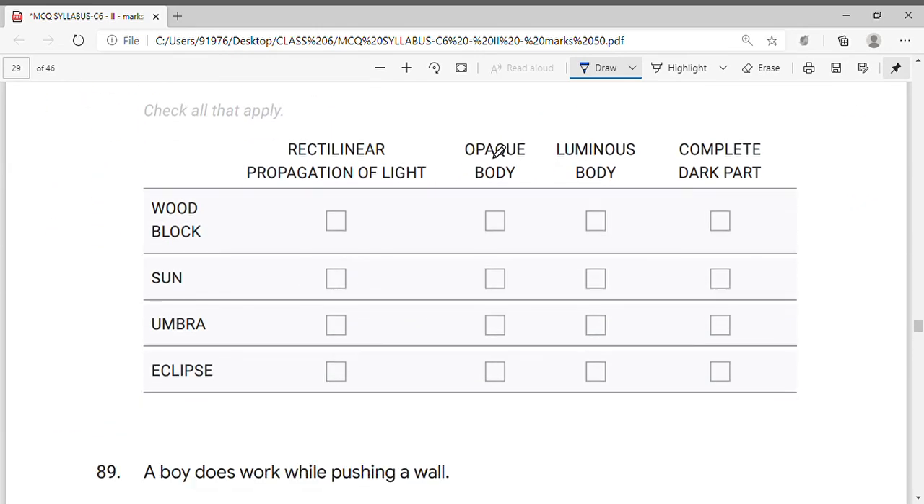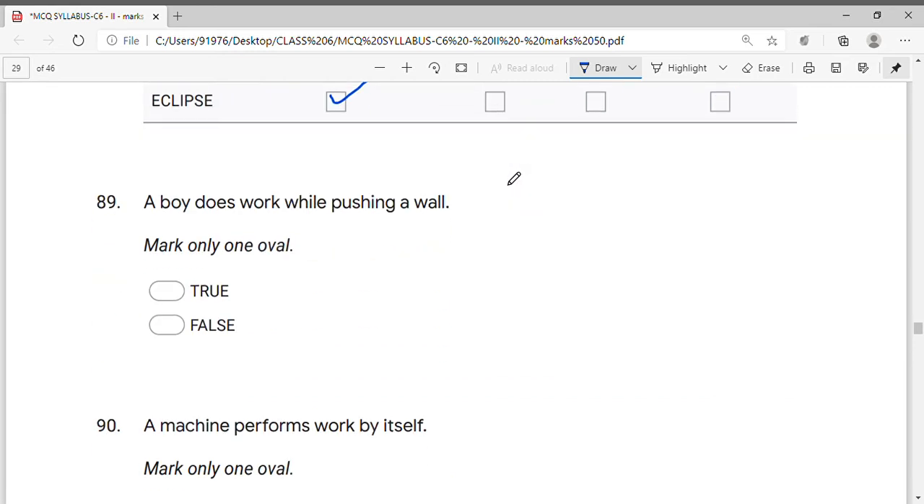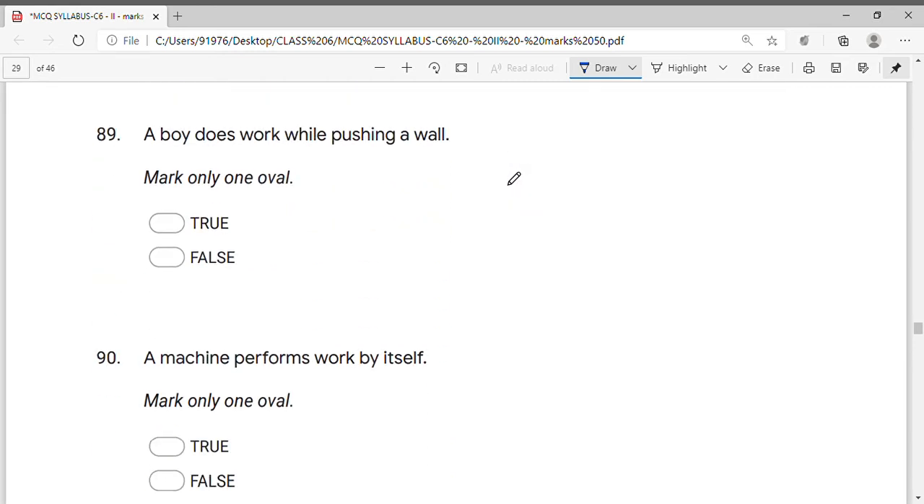Match the column. Wood block, it's an opaque object. Sun is a luminous body. Umbra is a completely dark shadow. An eclipse is because of rectilinear propagation of light, or straight line motion of light. A boy does work while pushing a ball? That's false, because for work to be done, force needs to be applied and displacement needs to take place. Work is force into displacement. A boy cannot push the wall, it will not move. Since there is no displacement, work would be 0, hence it is false.